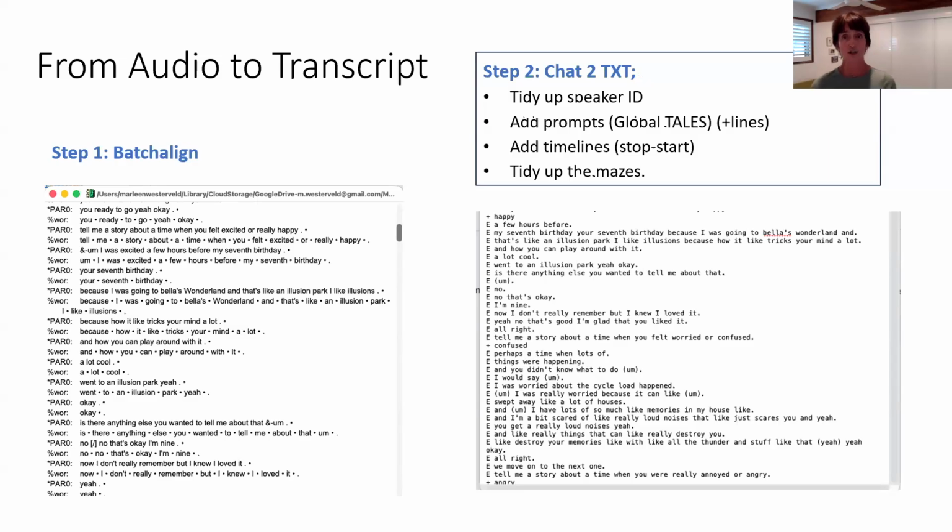Or what you can do is you can use that CHAT to text that I've just shown you the link for. That tidies up the speaker identification for you, so puts it into a C and an E for child and examiner. It will add the prompts if you're using Global TALES. So those are the personal narratives that we often collect by adding little plus lines where the next topic is. It will add timelines of where it stopped and started, and it will tidy up your mazes.